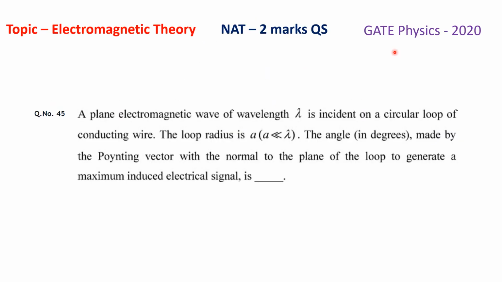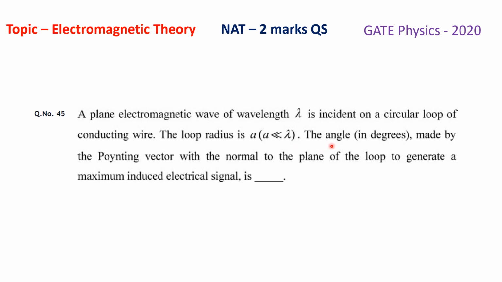This question was asked in the GATE Physics paper 2020. This is a numerical answer type question having 2 marks, and the topic of the question is electromagnetic theory. The question is, a plane electromagnetic wave of wavelength lambda is incident on a circular loop of conducting wire. The loop radius is small a, where small a is very less than the wavelength lambda.